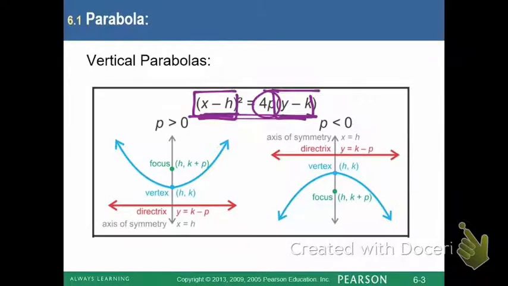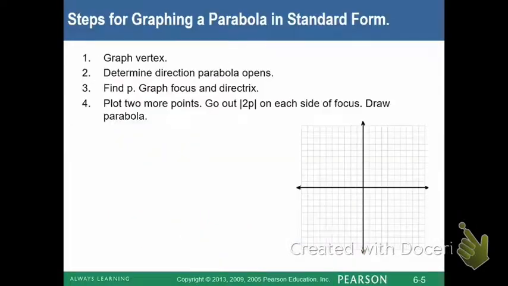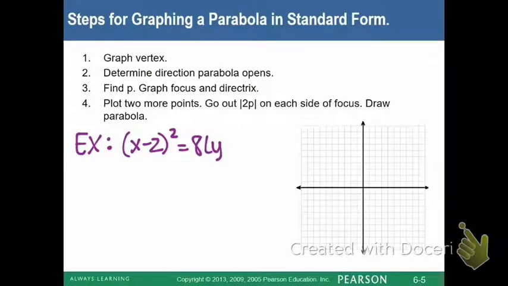So here is horizontal, and I'm just going to jump to the steps, okay? So you can go ahead and pause the video and jot these down if you want to. I'm going to talk through them, and then I'm also going to do an example. So I'm going to write an example in here, and then I'll go through the steps using this example. I'm going to use x minus 2 squared equals 8 times y plus 3.